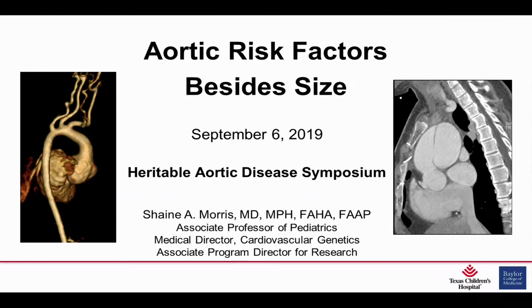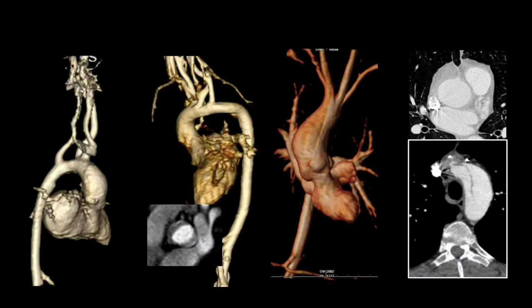A lot of people today have talked about aortic risk factors besides size. So I'm going to mention a lot of the ones that have been discussed, but focus on a couple that people haven't talked about too much: tortuosity, and a little bit about methodologies to model these patients in the future. Again, as cardiologists, we are confronted with this all the time. We see people with various similar overlapping phenotypes.